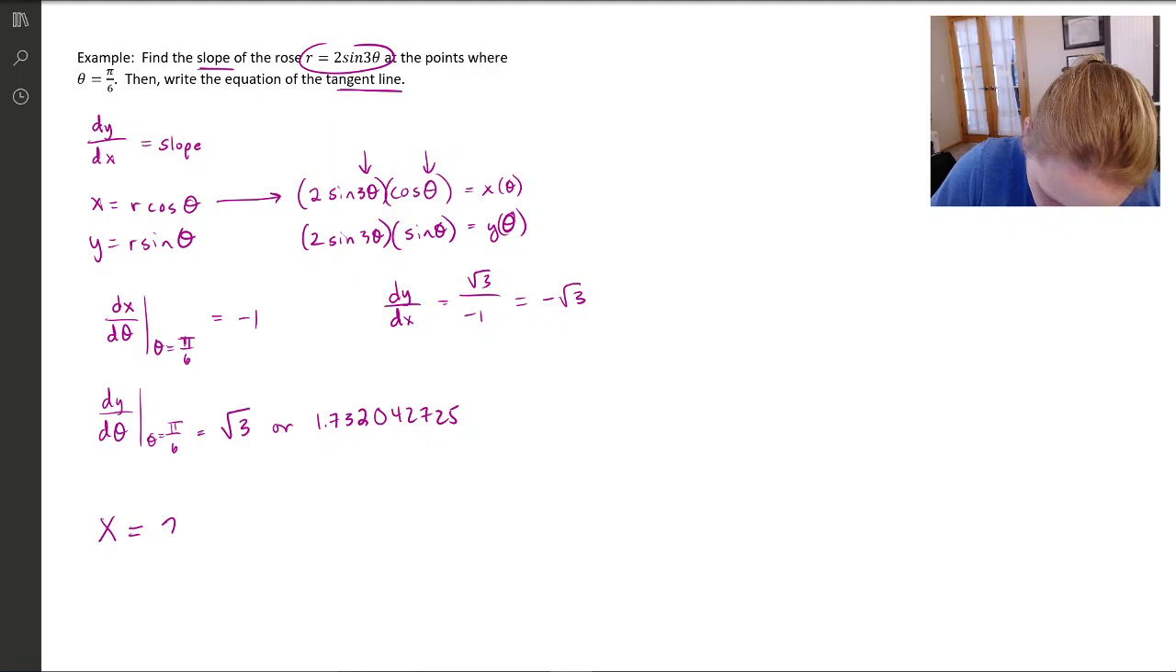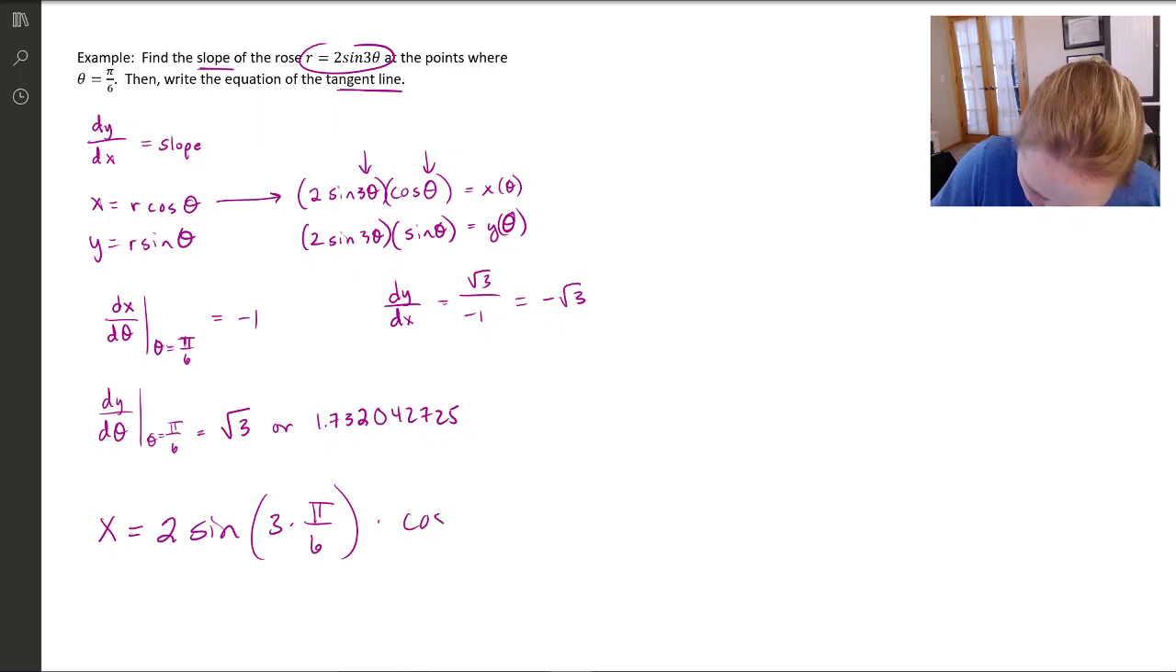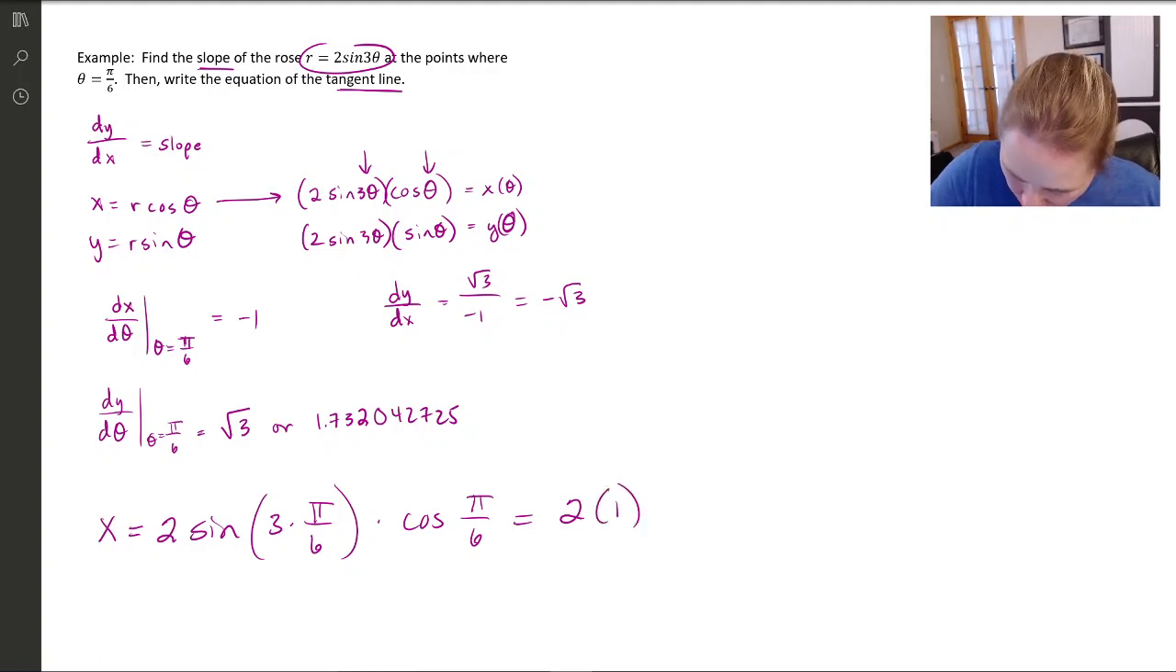So x is going to be 2 times the sine of 3 times pi over 6 times cosine of pi over 6. So that's going to be 2 times sine of pi over 2, and sine of pi over 2 is 1. Cosine of pi over 6, that's 30 degrees. So the cosine is the longer side, square root of 3 over 2. So it's just square root of 3.